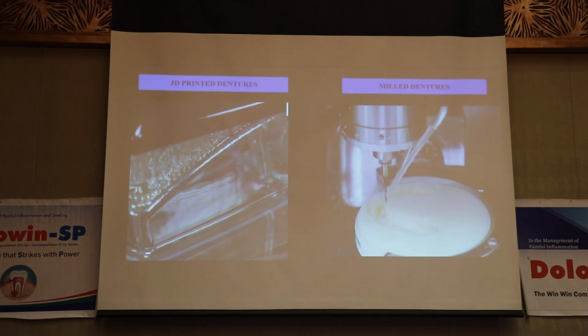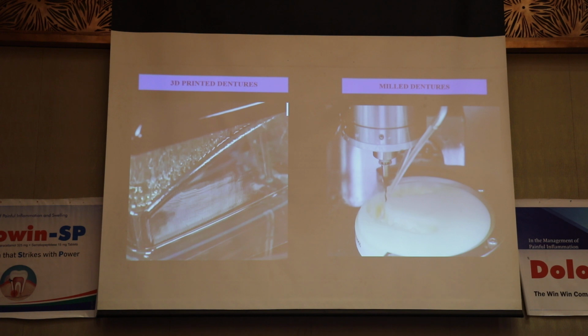So 3D printed dentures. As you all know, one is for 3D printed dentures, the other one is milled dentures. What is the difference? This is an additive process and that is a subtractive process.